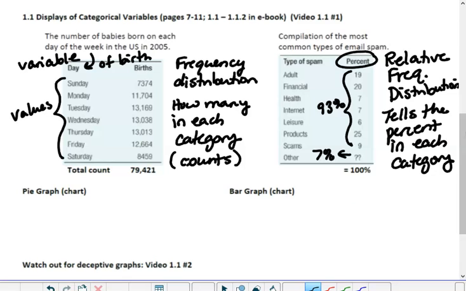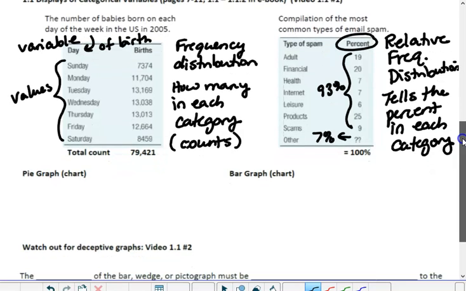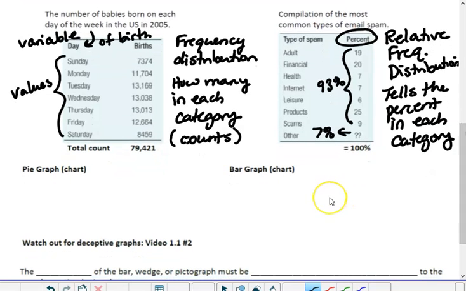Now sometimes you'll have things where you'll have decimal percents like 93.4% and so forth like that, or 20.1%. And sometimes because of rounding, when you add them up, they'll add up to 99 or 100, or they'll be really close, or 101. They'll be close to 100%, but not quite because of the rounding. But it should add up to 100%. So those are the two types of tables we can use to display a distribution of categorical data.